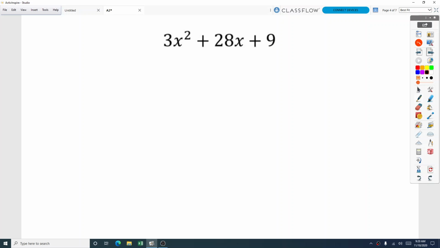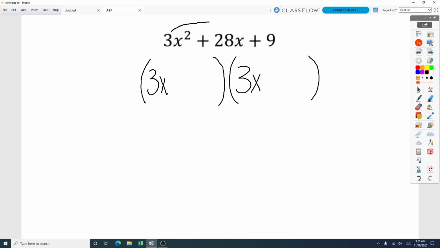So let's look at this one to begin with. I have 3x squared plus 28x plus 9. Now, on this one, if I look to see if there's a greatest common factor, I see that 3 won't go into 28, so nothing can be pulled out. So I'm just going to start factoring. Now, I'm going to start by drawing my factors. And remember now, instead of just an x, everything gets a 3x. So each parentheses gets a 3x.